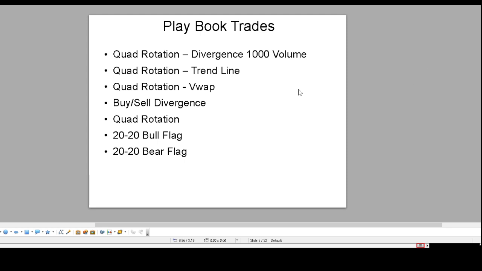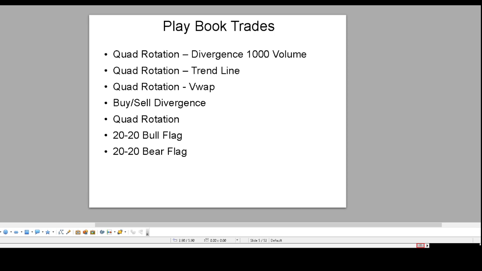Now, these are playbook trades. These are some trades that you'll hear me talk about: quad rotations, divergences, and flags. These are basically three different types of trades, different versions of the trades. Quad rotation means the different time frames, trend lines and VWAPs, and the divergence and the flag. Like I said, these are three different types of trades.